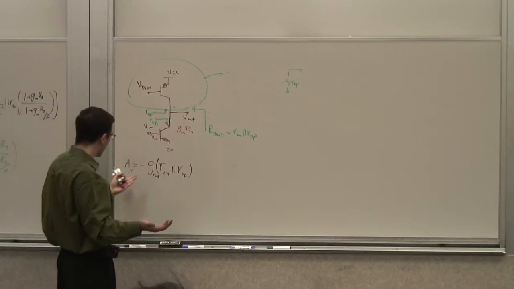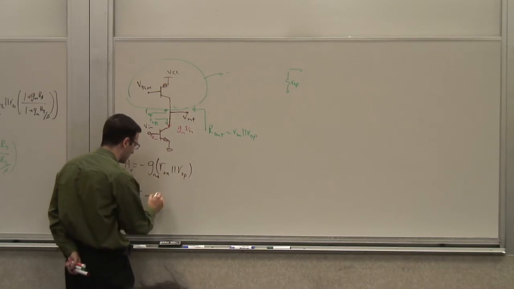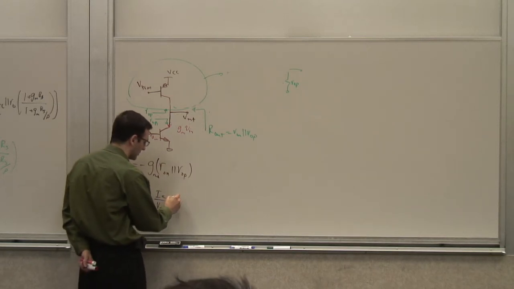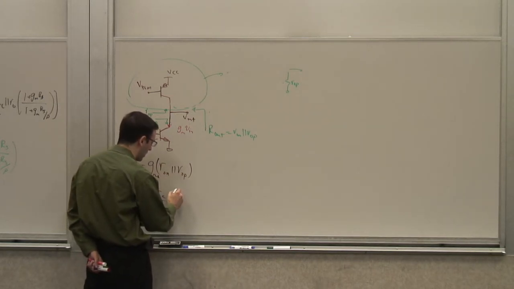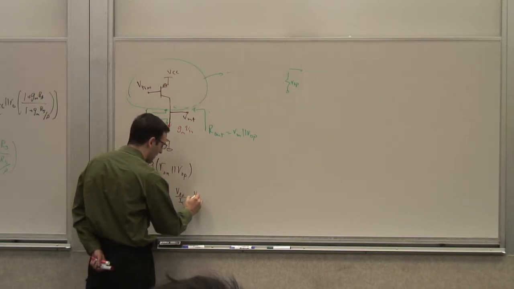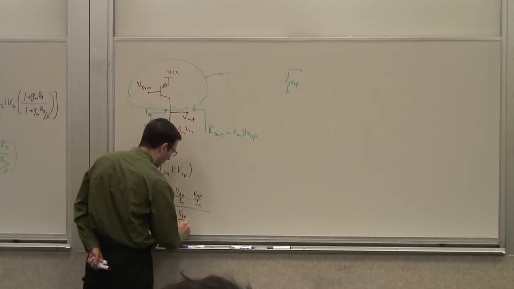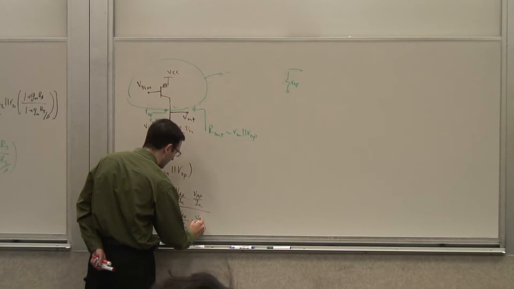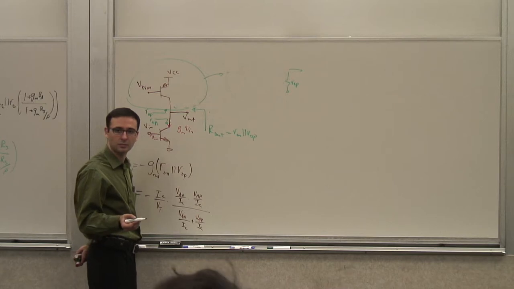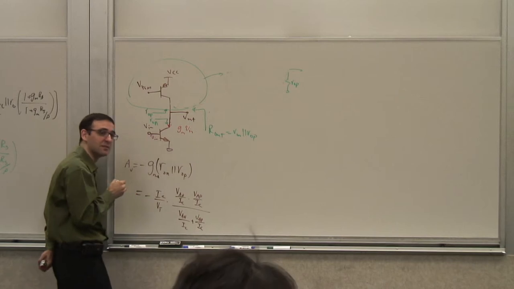So that's my gain. I can also rewrite it in terms of the large signal, the quiescent parameters. So gm is IC over VT. And RON in parallel with ROP is basically the product divided by the sum: VAN over IC, times VAP over IC, divided by VAN over IC plus VAP over IC, right? That's a parallel combination, the product divided by the sum. It's half of the harmonic mean.